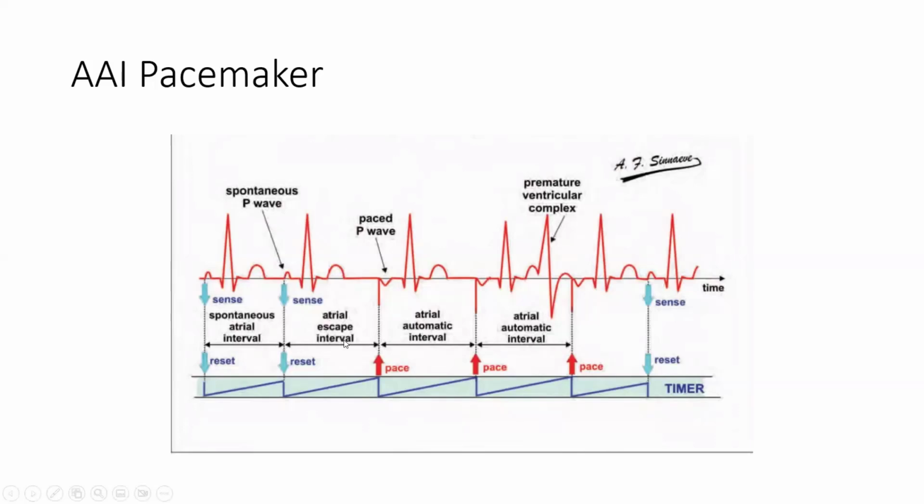Again, the A wave is reset. Here, the A wave didn't occur and the interval ended, so it caused pacing of the B wave, which is conducted to the ventricle. Here again, a B wave paced, conducted to the ventricle.